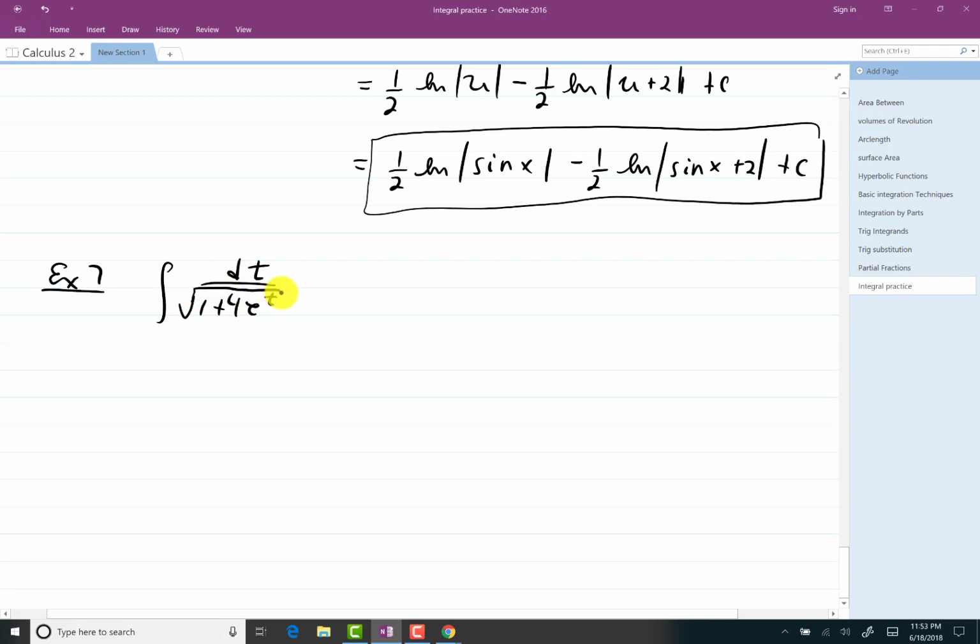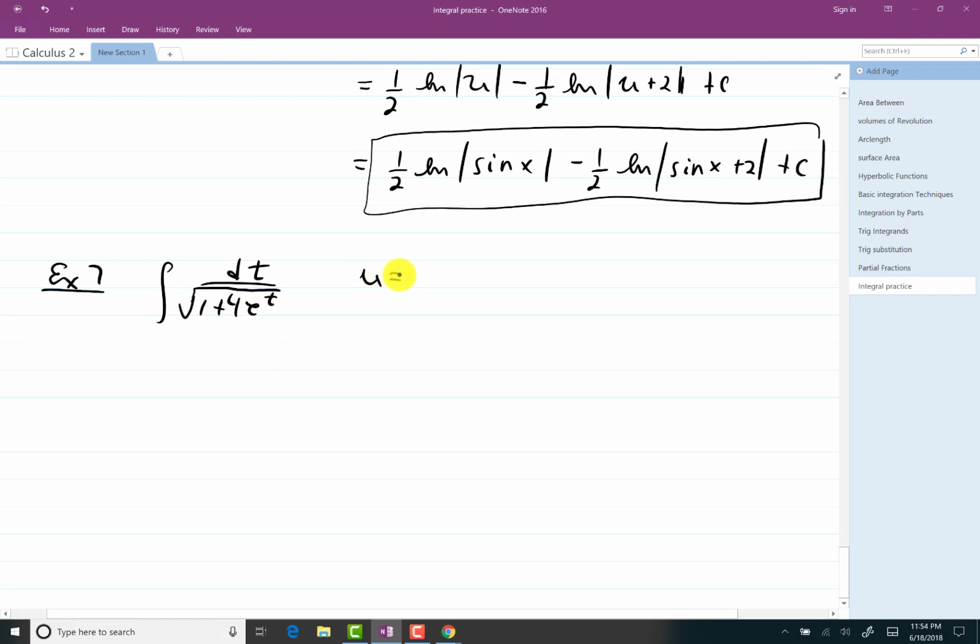There's a bunch of ways to try. I thought about maybe letting u equal e to the t, but then du would be e to the t dt, and I'm not sure what that would do for me, because I don't have an e to the t, although you can multiply and divide by e to the t since it's not 0.